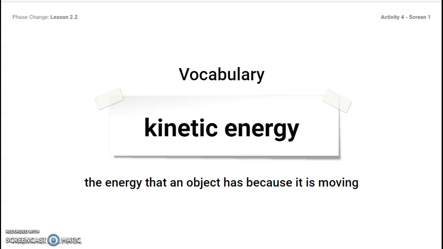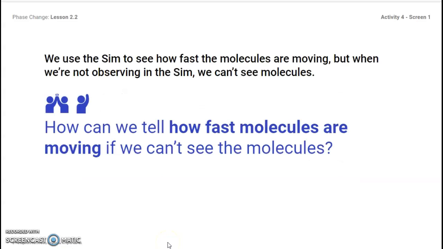Okay, so we're going to talk about one more word of vocabulary, and we're going to wrap up the rest of this lesson. Kinetic energy: the energy that an object has because it is moving. So kinetic energy is any energy an object has because it is in motion. So how can we tell how fast molecules are moving if we can't see them? Talk with your group members about how we can tell how fast they're going. Pause the video here to do that.